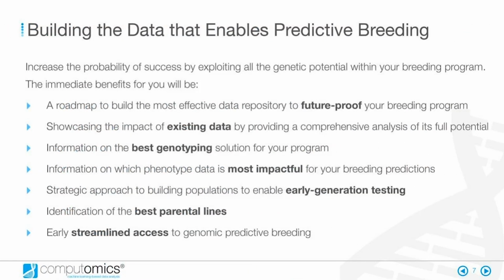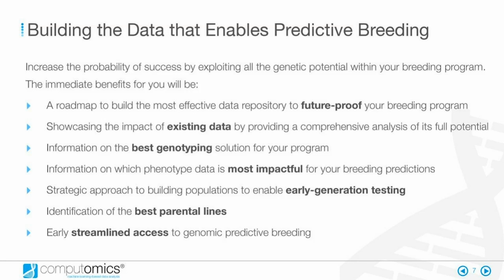Our aim is to allow every breeder to access all of the genetic potential within their breeding programs. We work with breeders to build a genotyping and phenotyping strategy which results in a robust data repository which accesses all of the genetics and future-proofs their business. We evaluate any current phenotype data and also any genotype data available, and we then use this information to build the data sets that enable genomic predictive breeding.